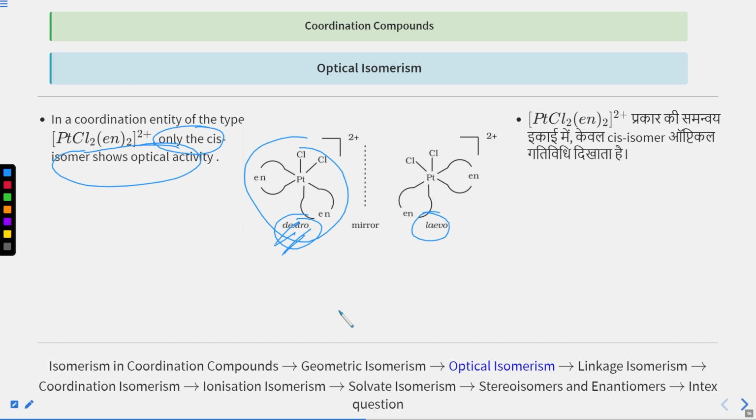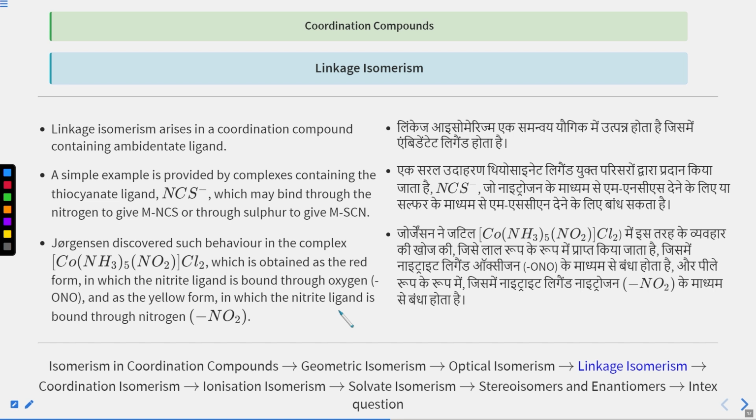Clear? Now let us move to structural isomerism. Okay, what is structural isomerism? The first one is called linkage isomerism. So the term linkage will define this isomerism, right? Suppose we have the example of ambident ligands. Due to an ambident ligand, we have the case of linkage isomerism. Only if there is an ambident ligand can we see linkage isomerism.